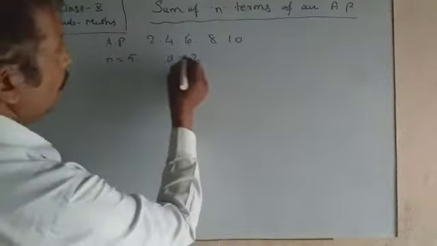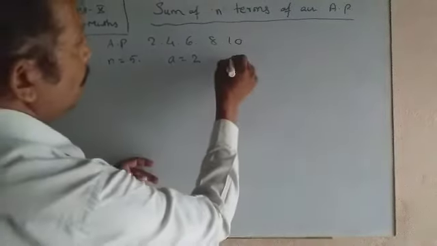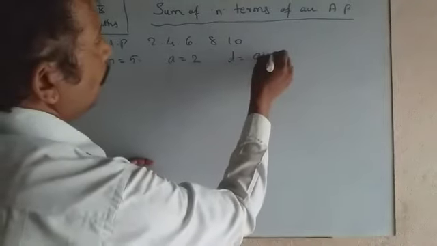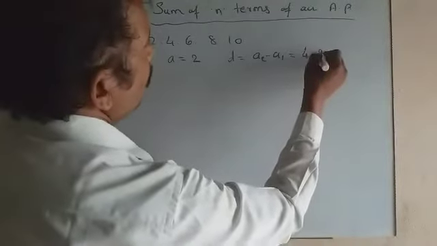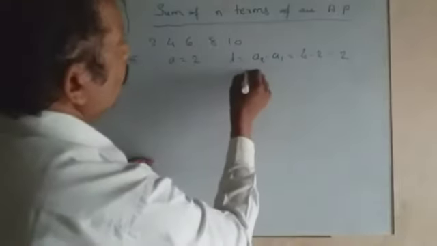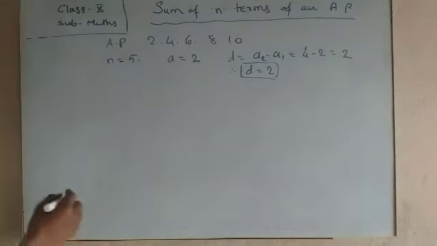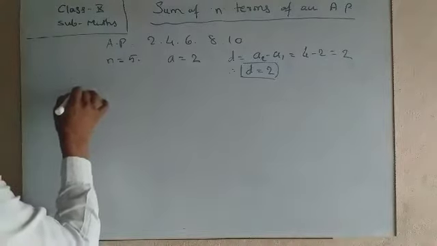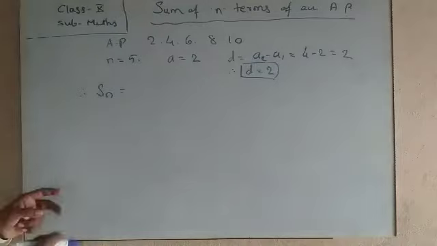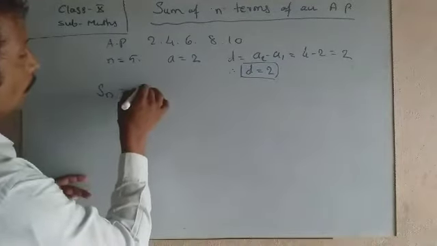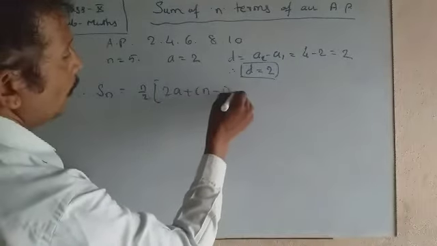The second term is 4. The second term minus the first term gives the common difference. d is equal to a2 minus a1, that is 4 minus 2, that is equal to 2. Therefore, the common difference d is 2. Now, using the formula, the sum of n terms of an AP is equal to n by 2 into bracket 2a plus n minus 1 into d.